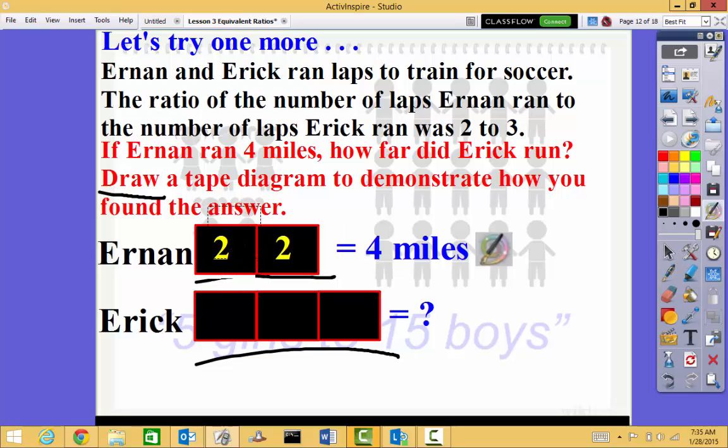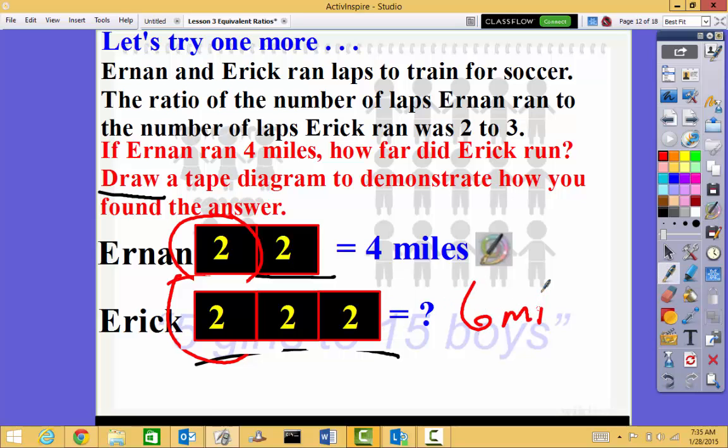Well, this square is the same length as the square for Eric, so it's going to be 2 also. All my squares are the same length, so each square is 2. So here Eric ran 2, 4, 6. So Eric ran actually 6 miles. Good job, Eric.